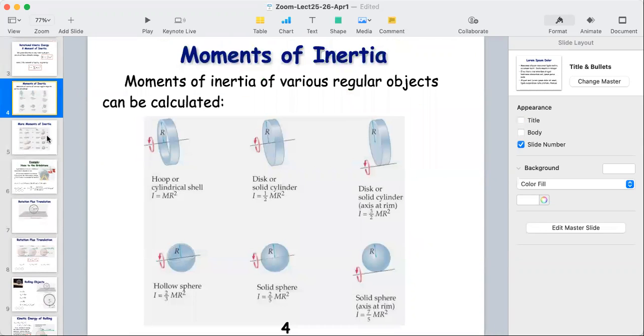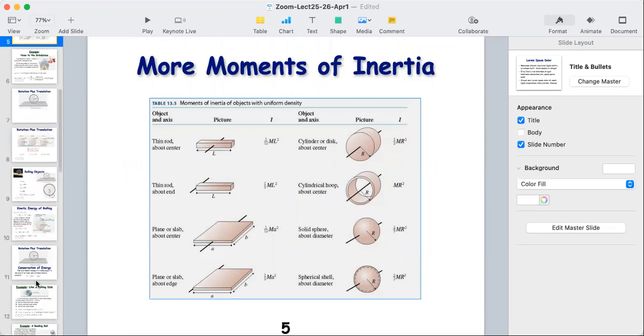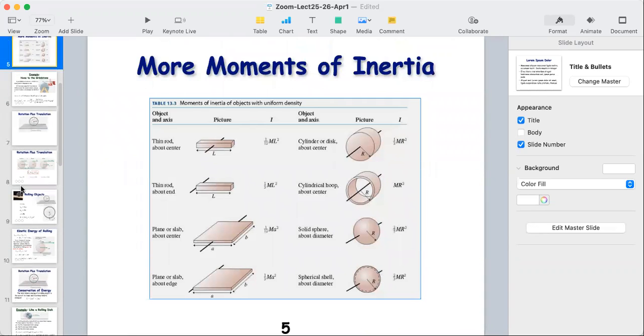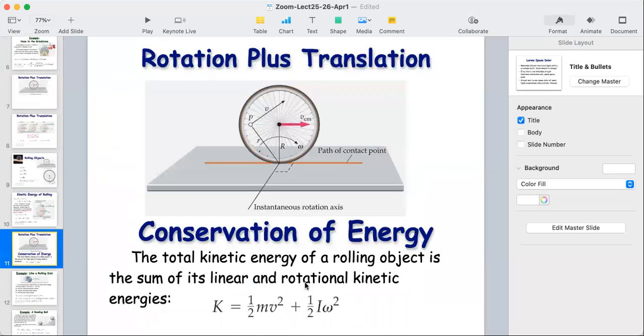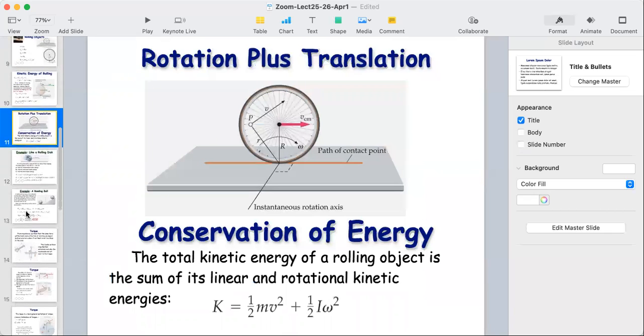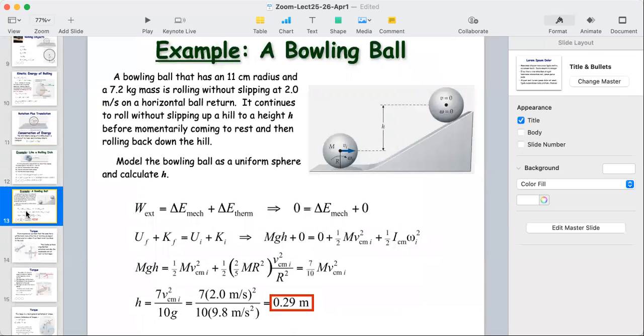And then the rotational kinetic energy, you know the formulas, right? So you have these two, because it's all the time translation plus rotation. So I think you can do it.